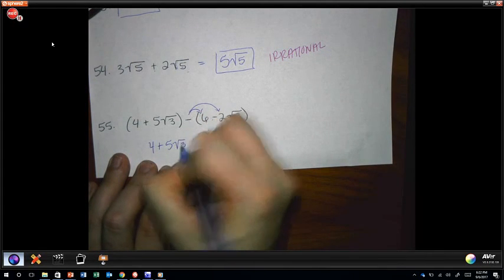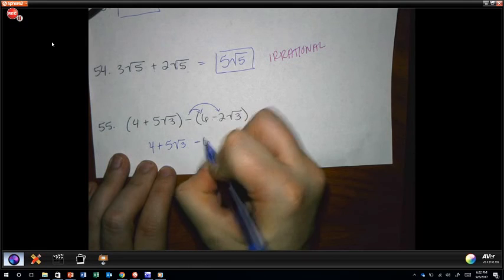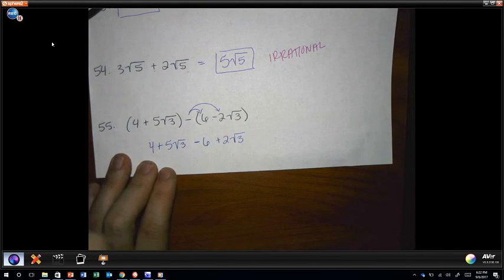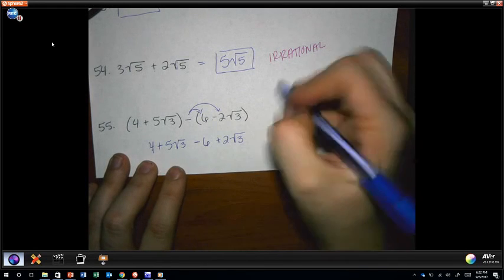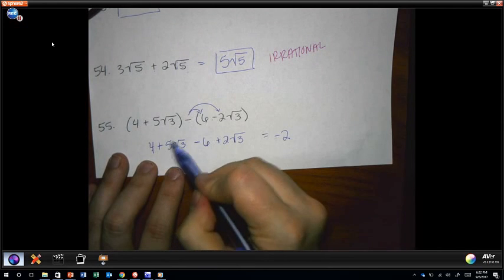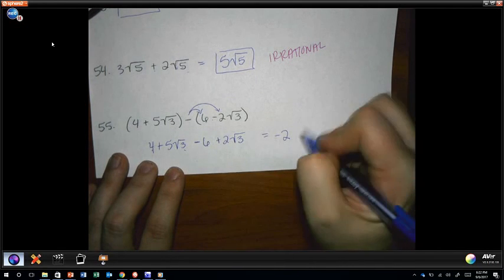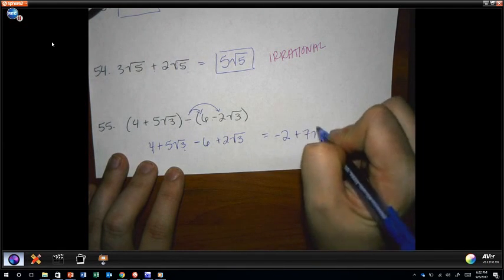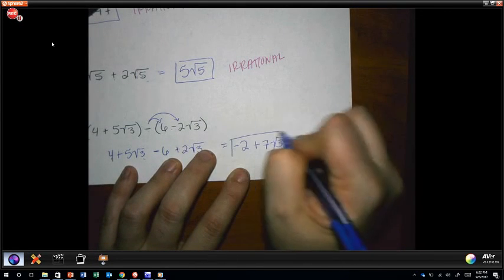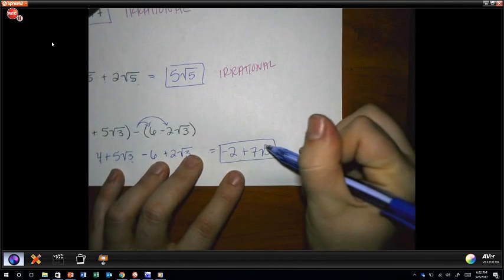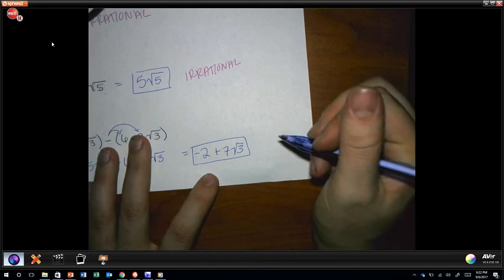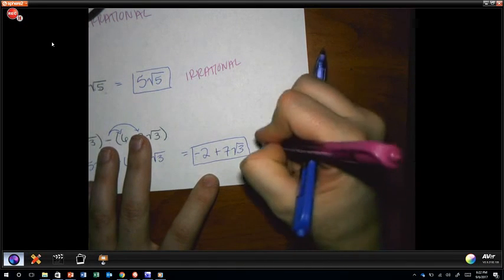Rewritten, after I distribute my negative, I subtract 6 and I add 2 root 3. Combining like terms, 4 minus 6 gives me negative 2. 5 root 3 plus 2 root 3 is a positive 7 root 3. So my answer is negative 2 plus 7 root 3. I cannot reduce the radical because the 3 is prime and nothing can be pulled out. This answer is irrational.